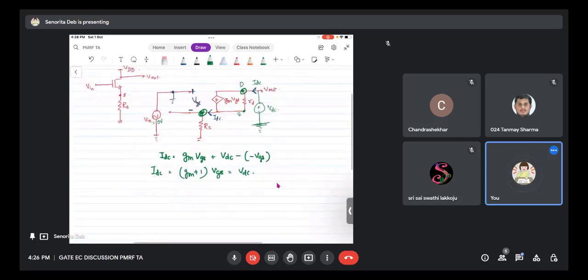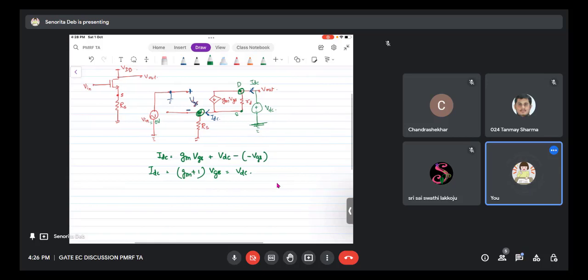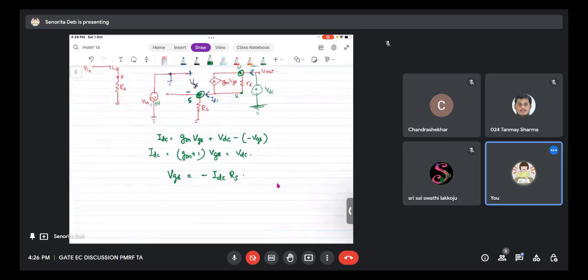Next, let us see what happens. Next will be one KCL at the source here. So this can directly come. VGS is nothing but minus IDC RS. Now if I put the values, what happens?